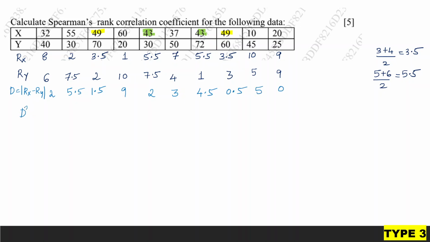Next we need to calculate D square. So squaring the values, 4, this is going to be 30.25, 2.25. You can use your calculators, okay? 81, 4, 9, 12.25, 0.25, 25 and 0. You require the total of these squares.